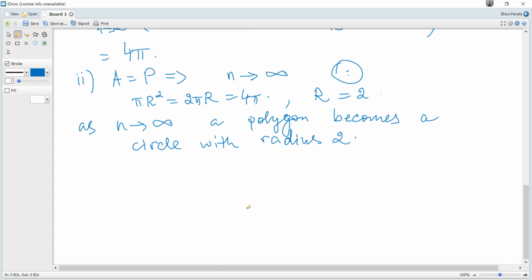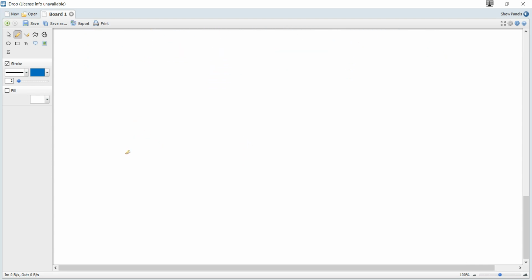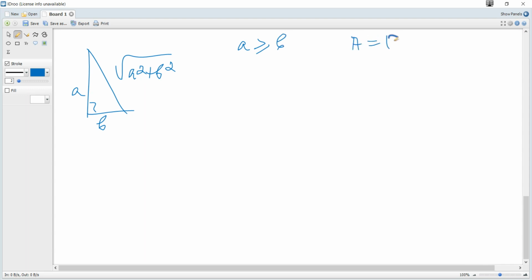Next, consider a right angle triangle with side lengths a, b and root of a squared plus b squared, where a is greater or equal to b, such that the area is equal to the perimeter. Part F: show that a is 8 over b minus 4, plus 4, for 7 marks. So we need to find a in terms of b.